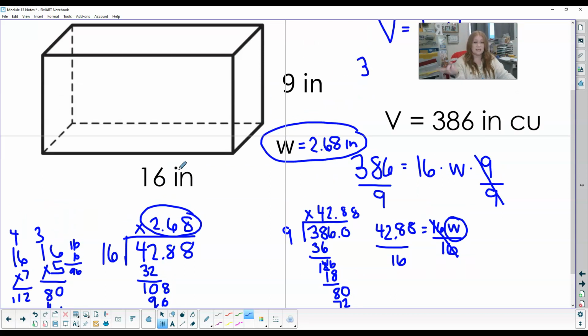So if I do 16 times 2.68 times 9, I will end up with 386 cubic inches. So if it gives you that, you're just working backwards. Normally we multiply length times width times height. So if you want to find one of the sides, you just divide, because we're doing everything opposite to get W by itself.